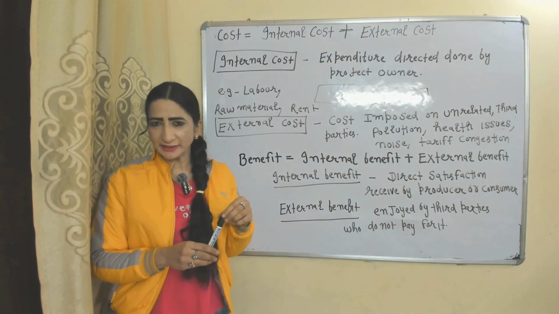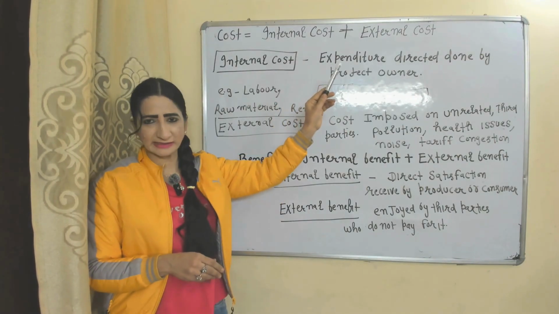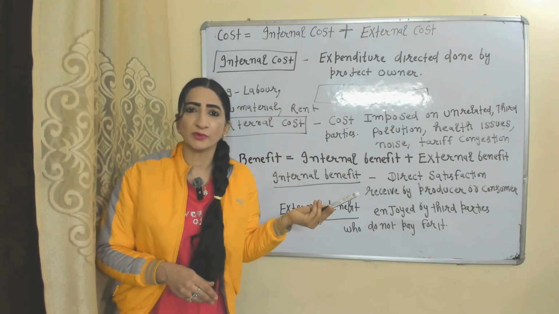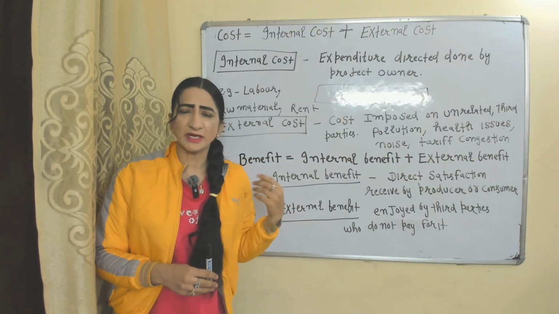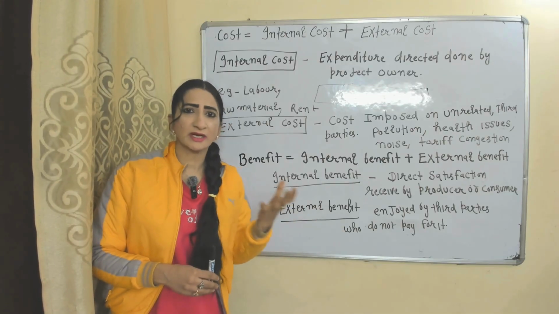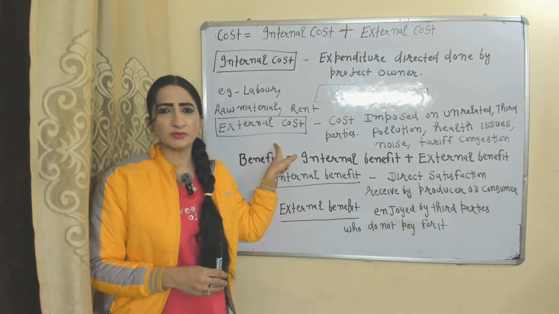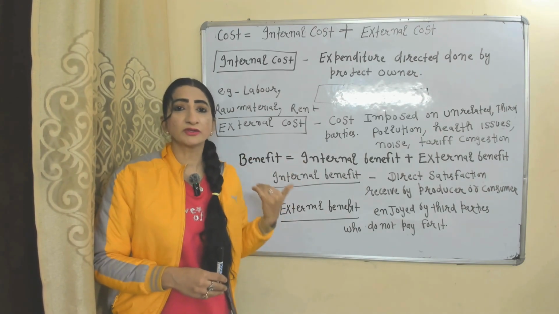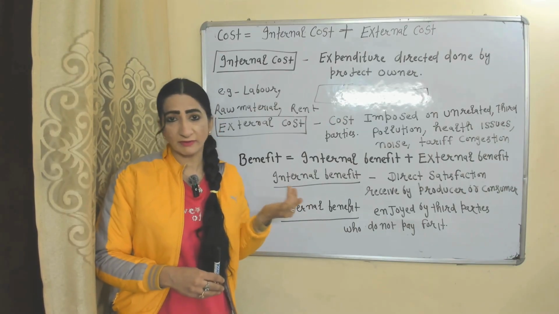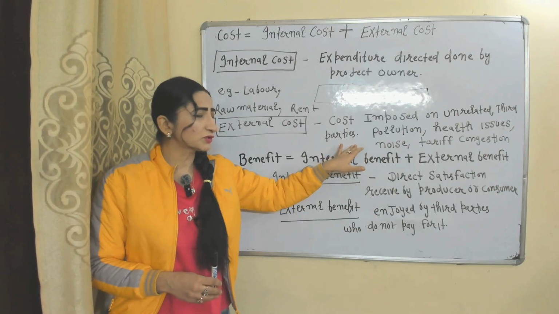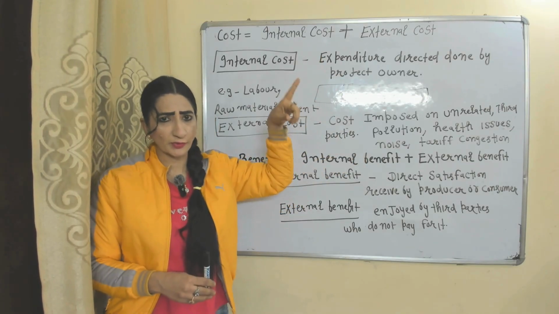Cost of a project is divided into two parts, internal plus external. Internal cost means the expenditure directly done by the project owner. For example, expenditure on labor, rent, raw material, machinery. External cost means cost imposed on an unrelated third party. For example, your project work or factory causes environmental pollution, health issues, noise, traffic congestion. This cost is also included in the total cost of the project.